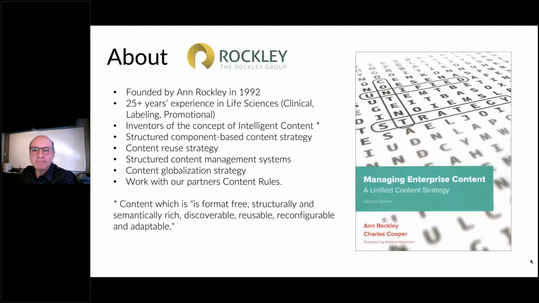And today, I'm going to provide you with a bit of overview on structure, metadata, and taxonomies. And the other speakers will then delve deeper into those as we go on through today's presentation.